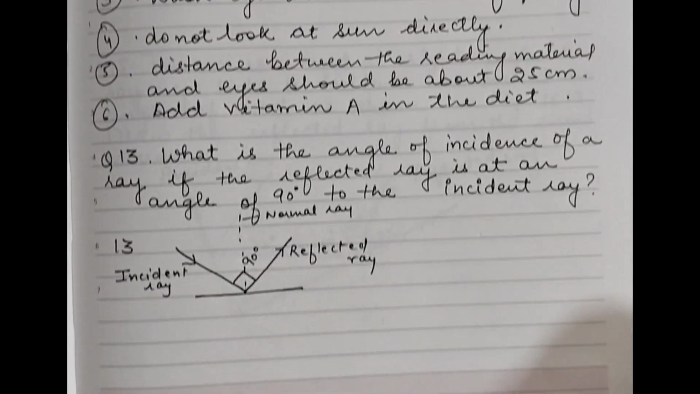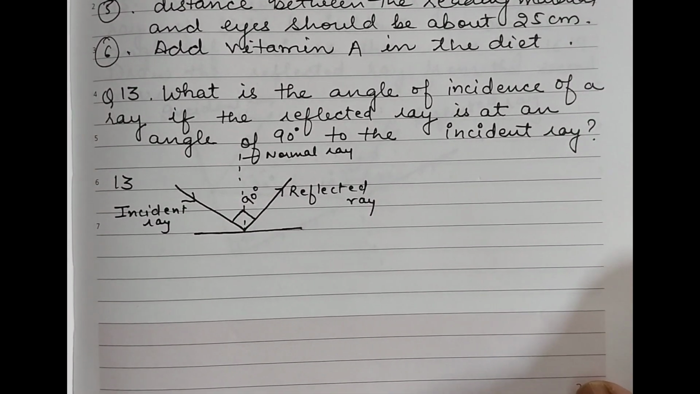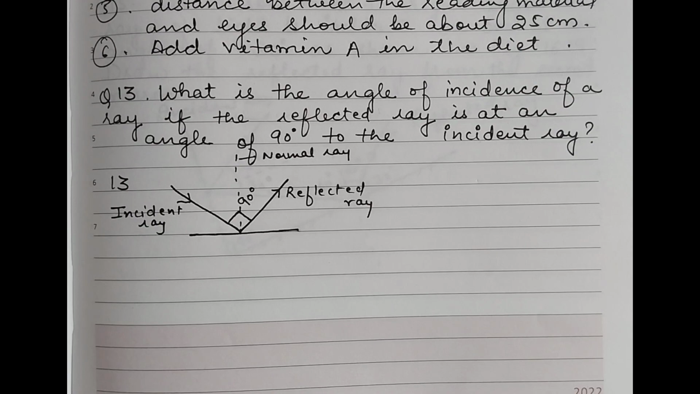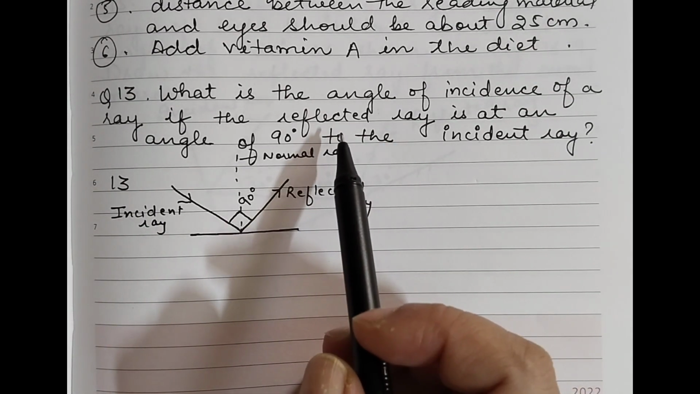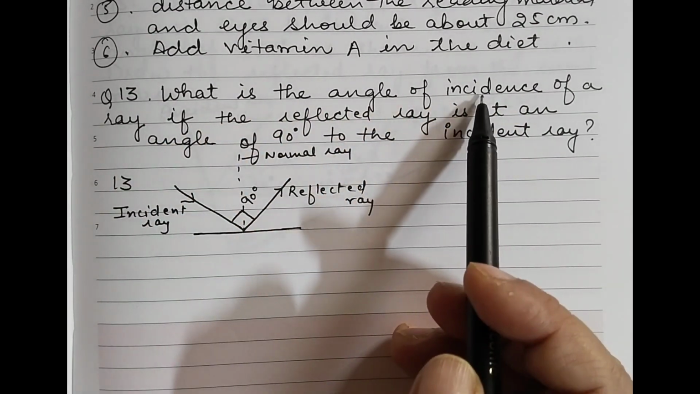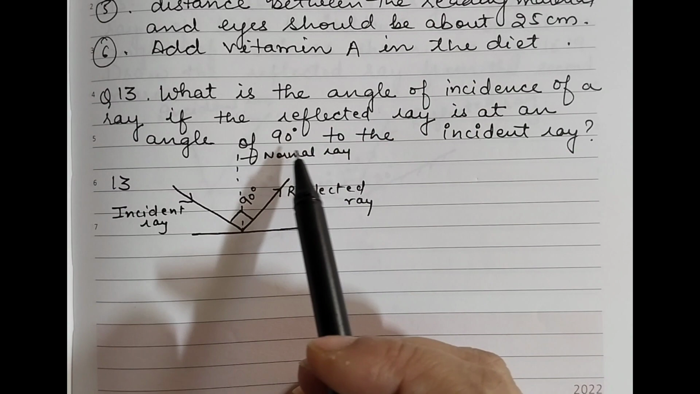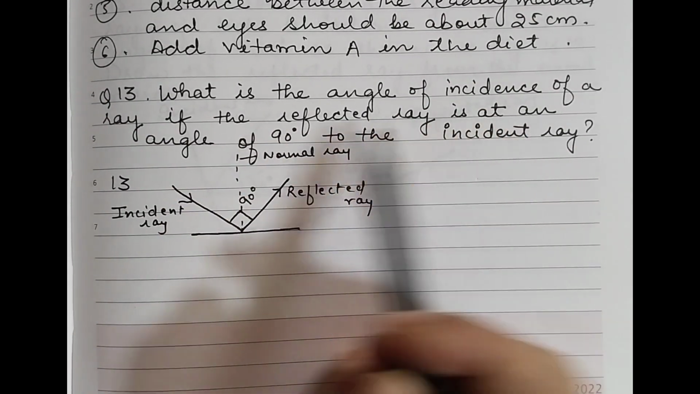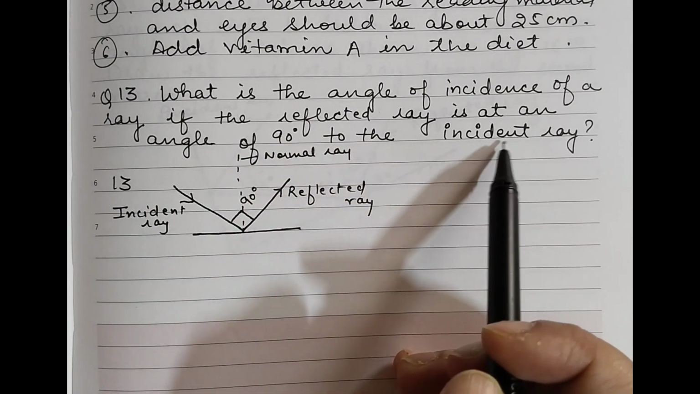Next, question number 13. What is the angle of incidence of a ray if the reflected ray is at an angle of 90 degrees to the incident ray? Now, listen here carefully. What is the angle of incidence of the ray? We know the angle of incidence is equal to the angle of reflection. But here the reflected ray is at an angle of 90 degrees to the incident ray.